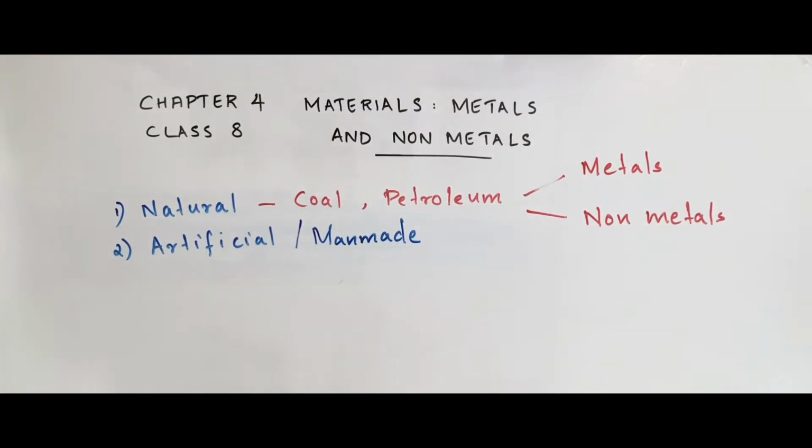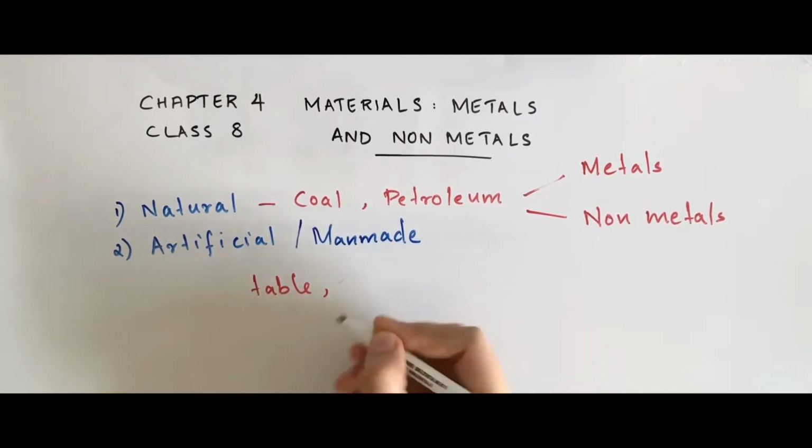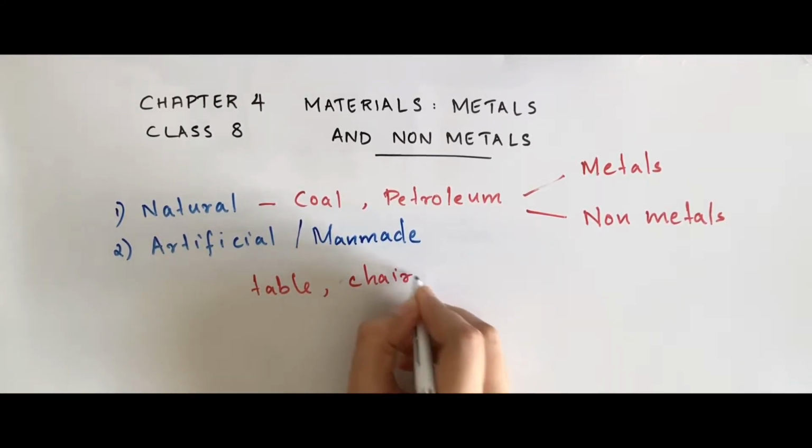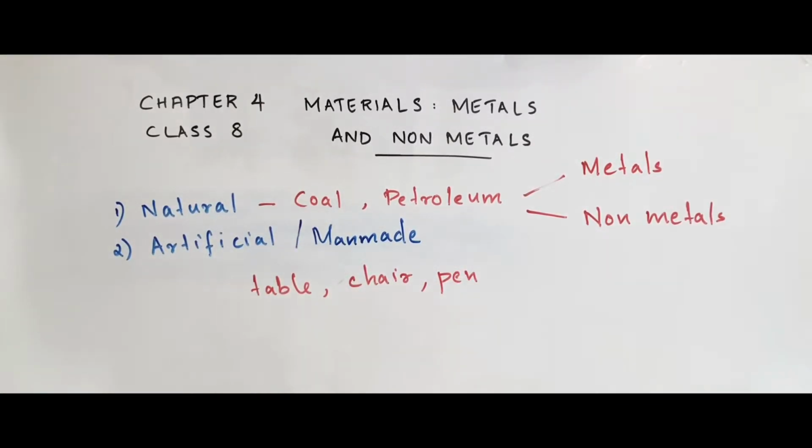So what about artificial or man-made materials? These are not found in nature, or as the name suggests, these are man-made materials. For example, we could say table, chair, pen, pencil, etc. Everything which is artificially made. So that is natural and artificial or man-made substances.